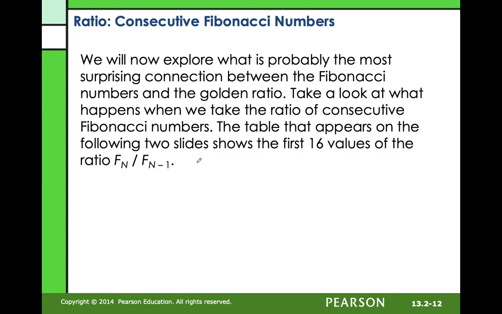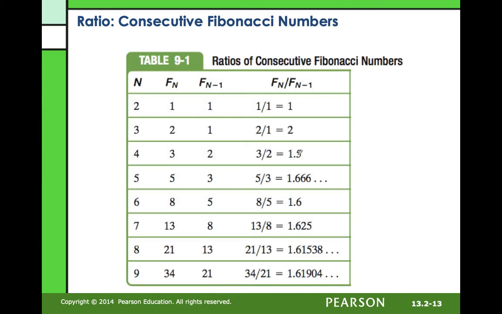We're now going to explore what's probably the most surprising connection between the Fibonacci numbers and the golden ratio. We're going to take a look at what happens when you take the ratio, and what we mean by the ratio is we're going to divide consecutive Fibonacci numbers and see how that works. The table on the following slide shows the first 16 values of the ratio of f sub n divided by f sub n minus 1.